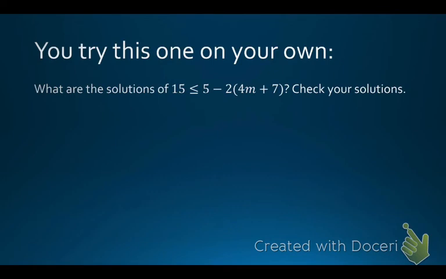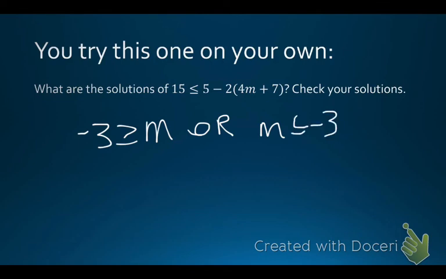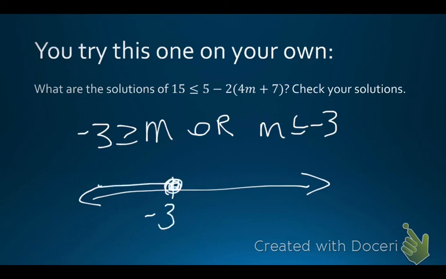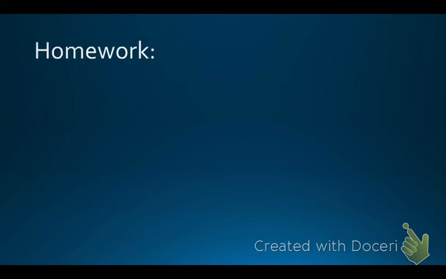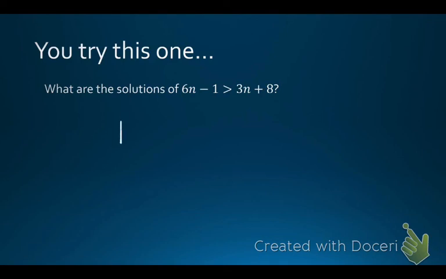All right, I want you to solve this one on your own. Pause it, solve it, graph it, and check your answer before you come back and check your answer with me. Okay, you should have either gotten negative 3 is greater than or equal to m, or if you change it around, m is less than or equal to negative 3. So therefore, closed circle, and it's less than that. Okay, you try this one, pause the video, try it, and then check your answer with me. All right, you should have gotten that n is greater than 3.